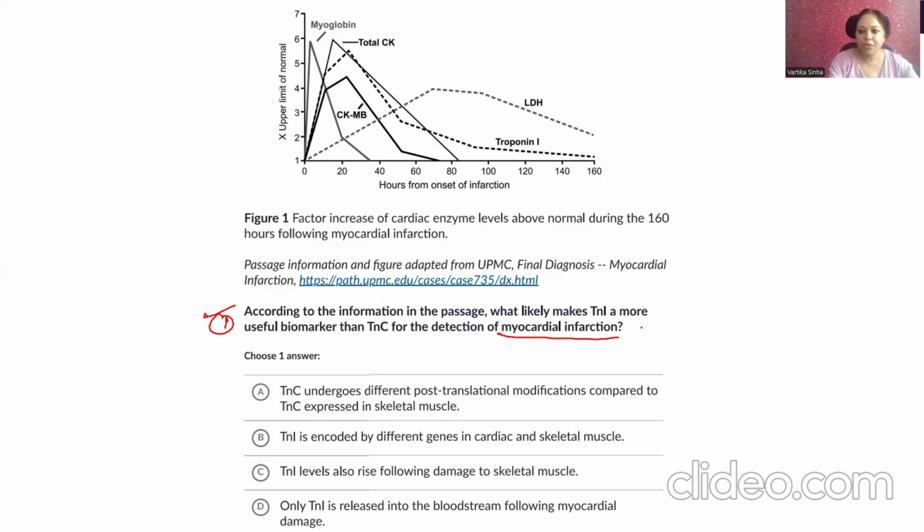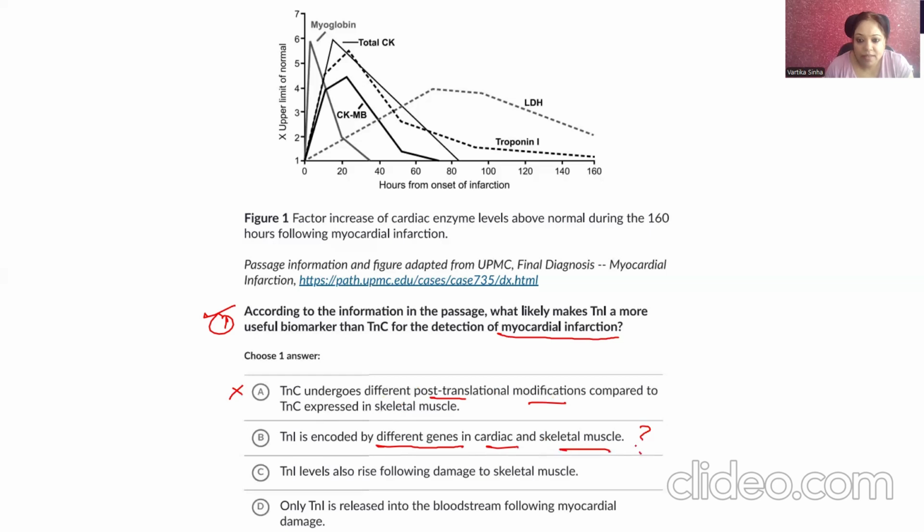So whatever you know by reading the paragraph, if you look at the options, the first is that TNI undergoes different post-translational modifications compared to TNI expressed in skeletal muscle. I think in the entire paragraph, there is no talk about post-translational modification. So definitely you cannot give this option, right? Second is that TNI is encoded by different genes in cardiac and skeletal muscle.